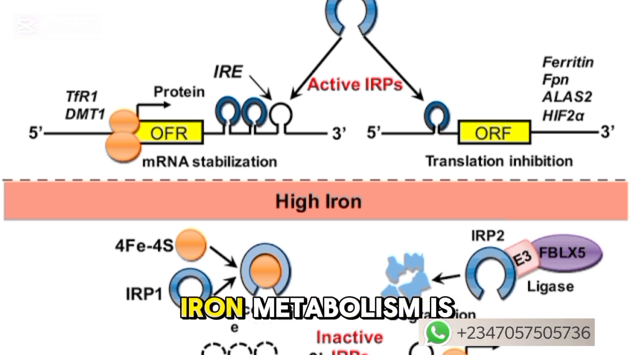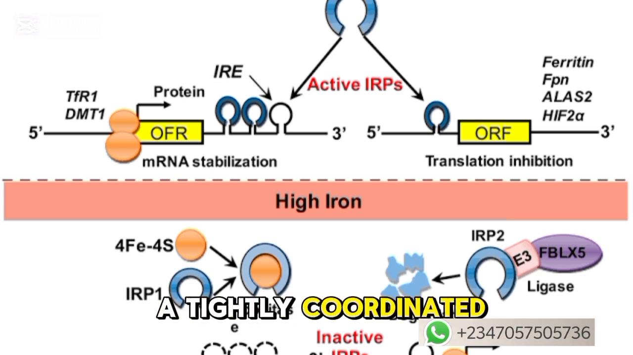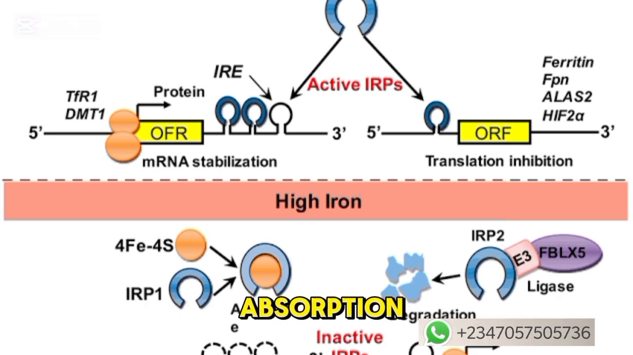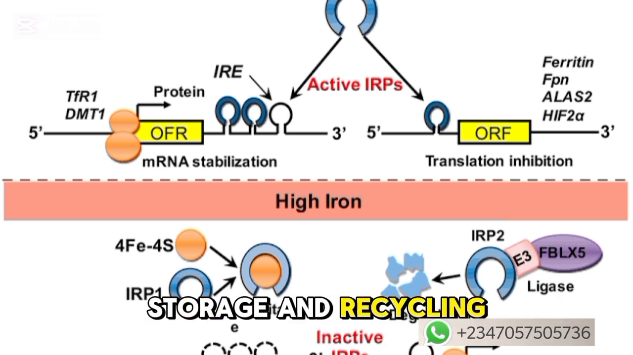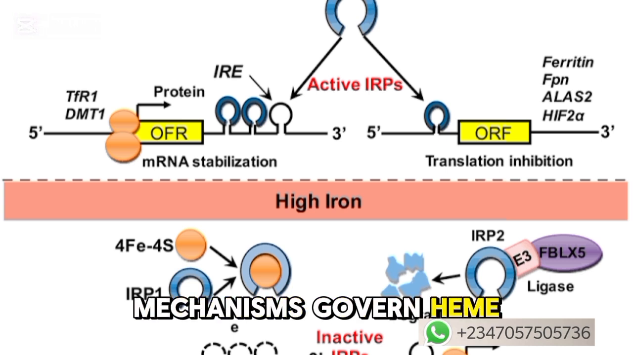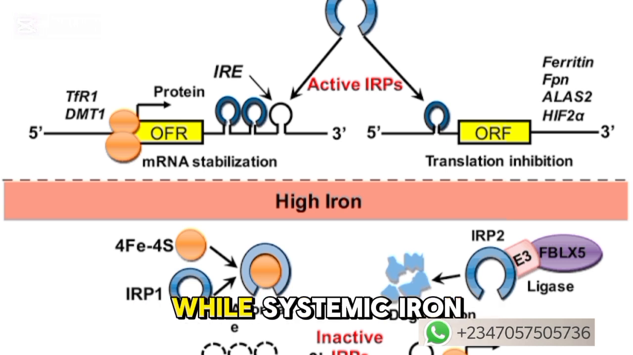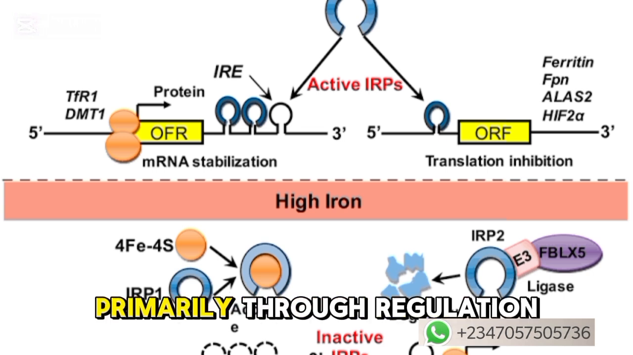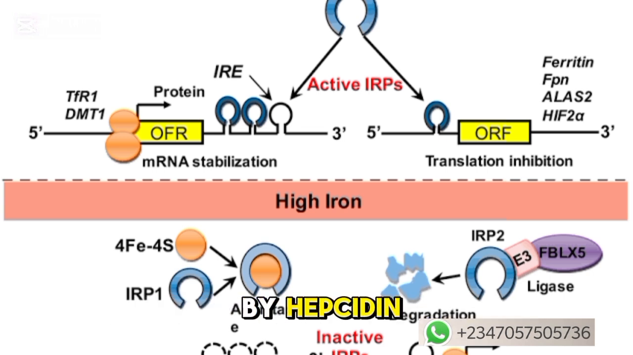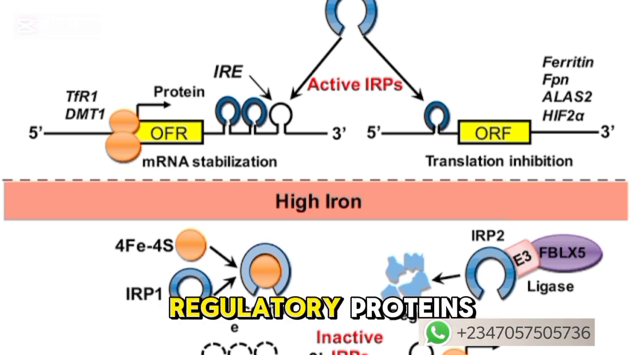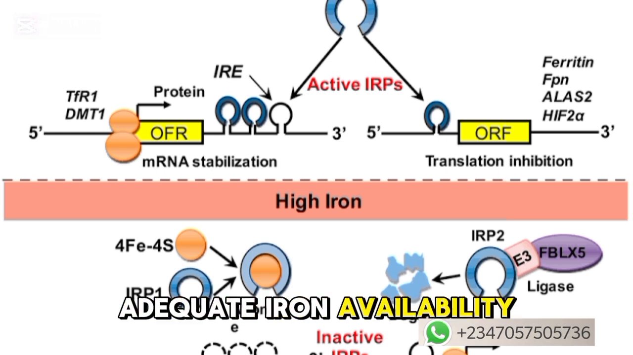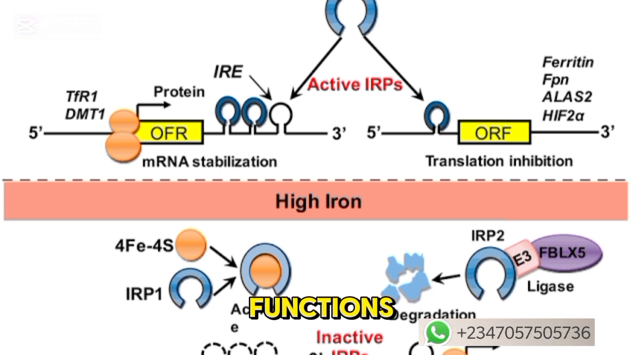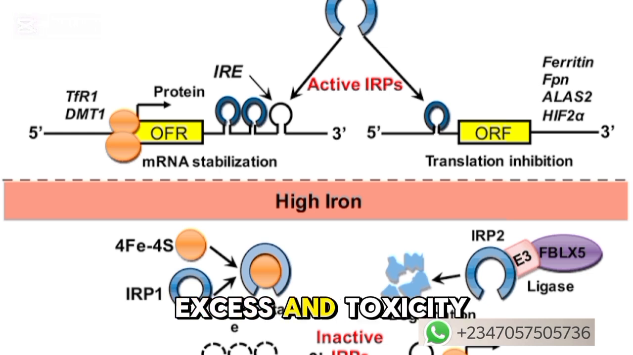In conclusion, iron metabolism is a tightly coordinated physiological process involving absorption, transport, utilization, storage, and recycling. Distinct mechanisms govern heme and non-heme iron absorption, while systemic iron balance is maintained primarily through regulation by hepcidin, ferroportin, transferrin, ferritin, and iron regulatory proteins. These integrated mechanisms ensure adequate iron availability for essential biological functions while preventing iron excess and toxicity.